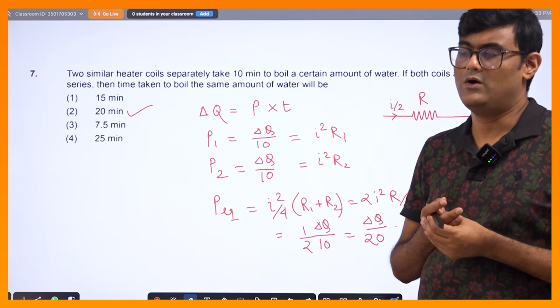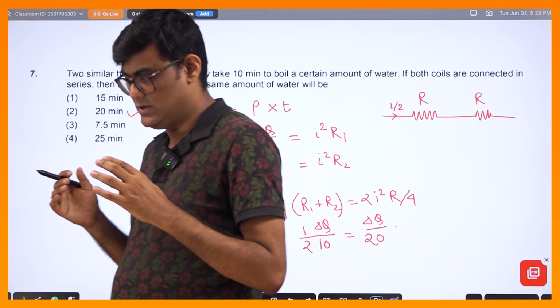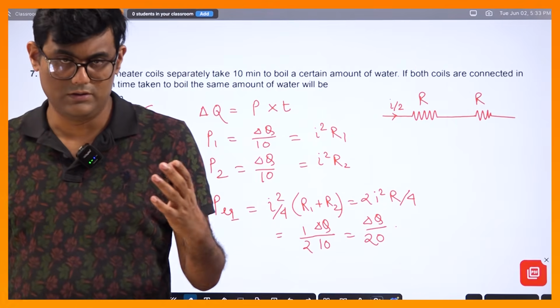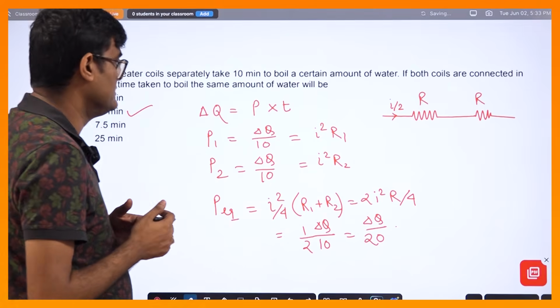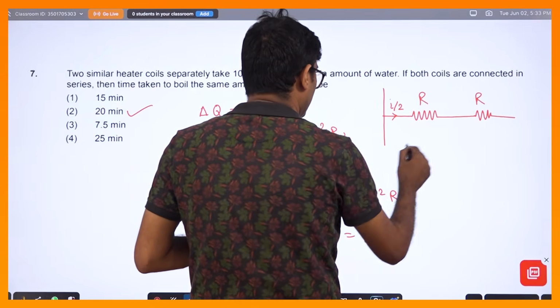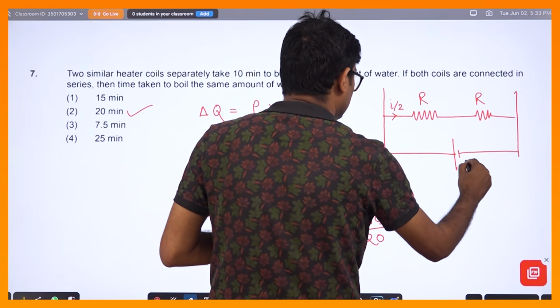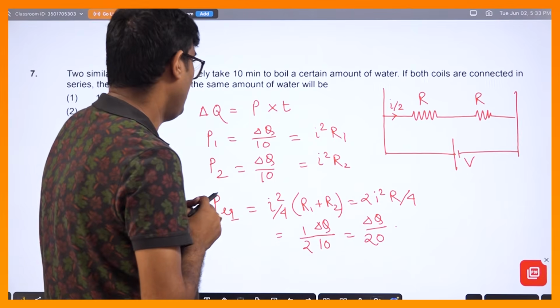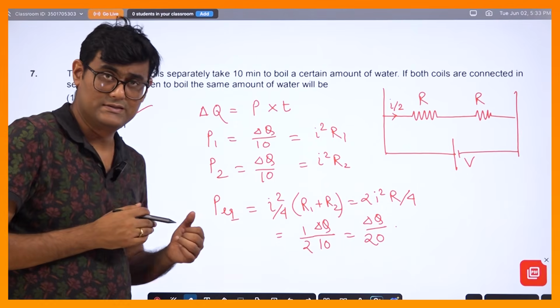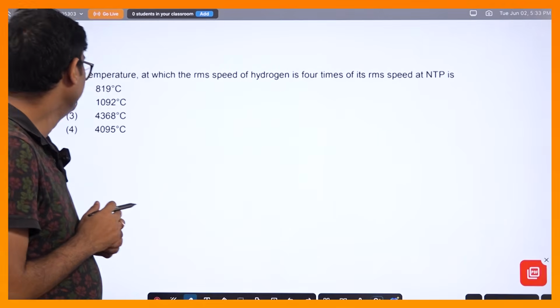But in household electricity, actually the voltage remains the same and current gets changed. So that is what it is actually doing. If it is a household electric supply, we know that the voltage remains the same. Then if you connect it in series, then the current will become half from the previous example. Okay, let's take the next question.